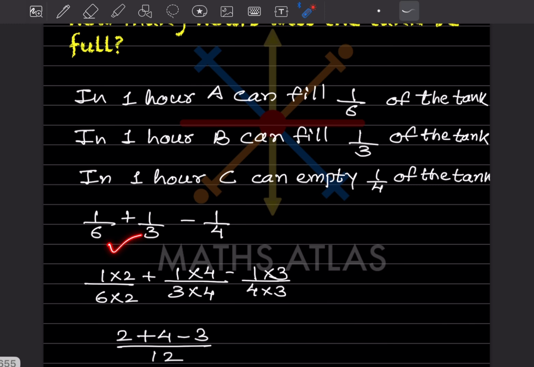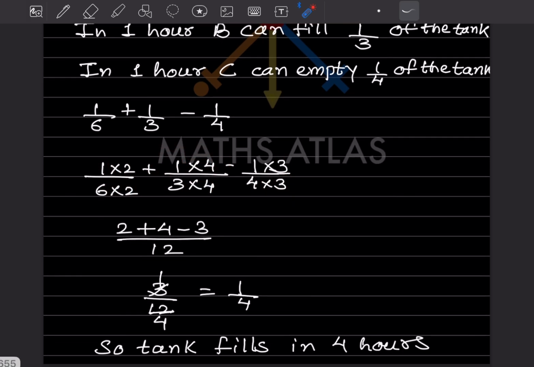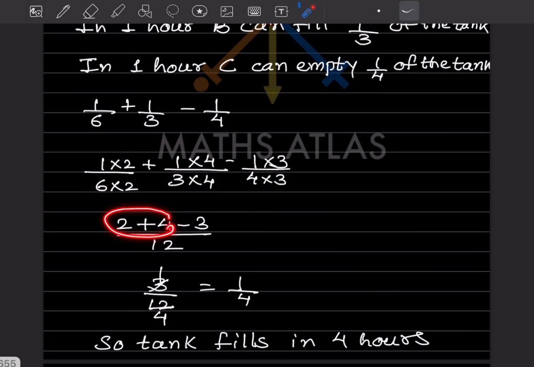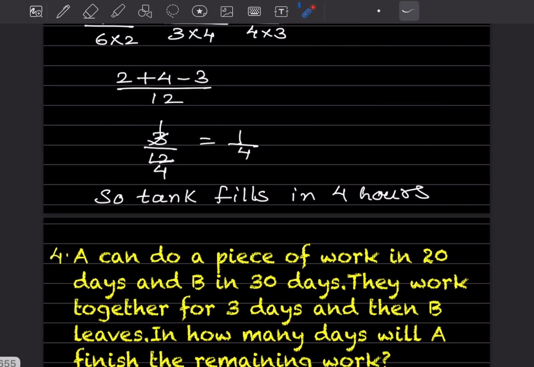So now you can take the LCM of this, which is going to be 12. So 6 2s are, 3 4s are, and 4 3s are. Same here, whatever is here should multiply here. So this is going to be 2 plus 4 minus 3 by 12, which is 6 minus 3 by 12, which will be 1 by 4, so the tank fills in 4 hours.